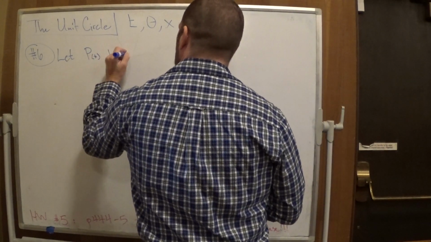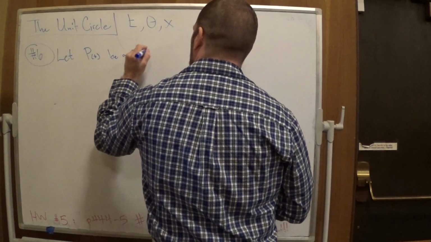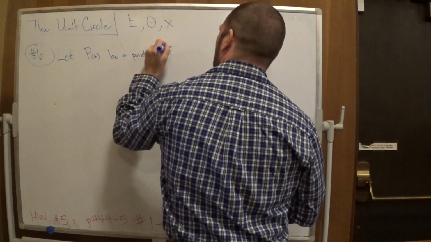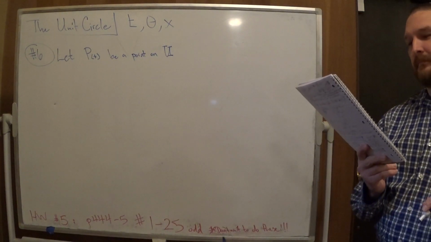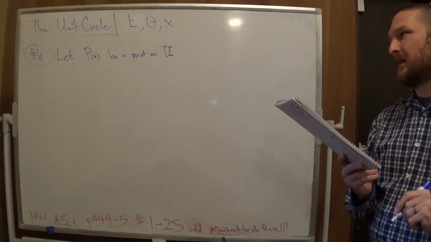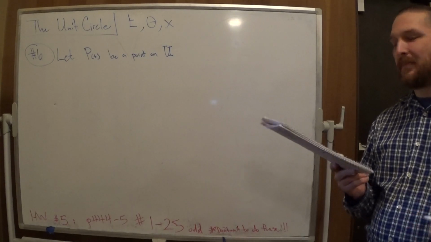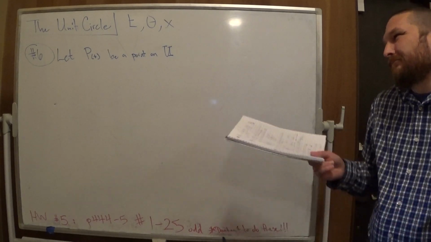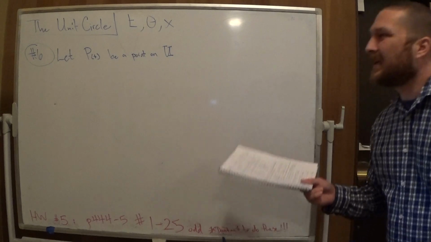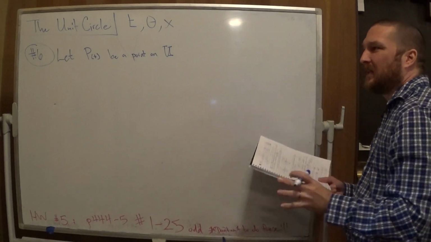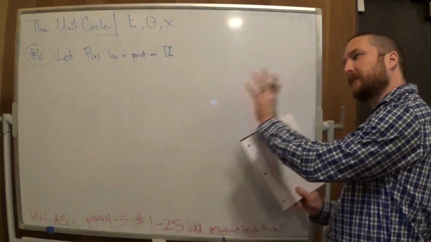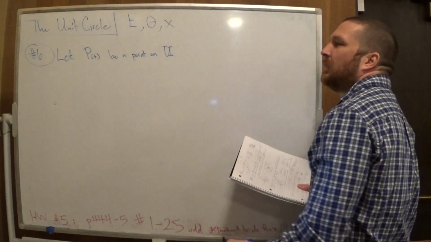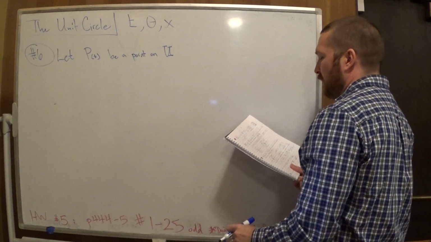be a point. Is P of t a function? Yes. It's a point, and it's dependent on t. But it's just the point, right? And that's why I'm writing this out, so that when you read this and it says that, you're not like, wait, what? I don't know what that function is. It's just the point. Let this thing be a point on U.